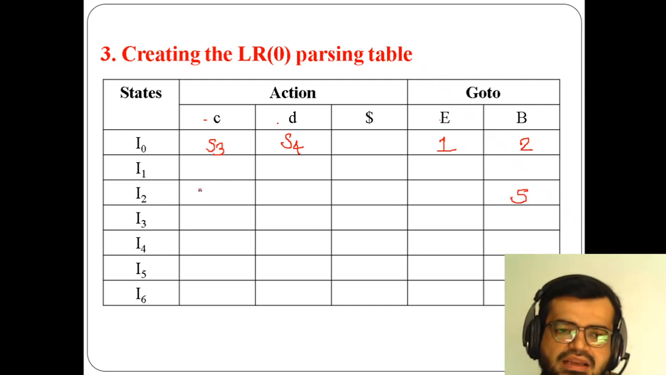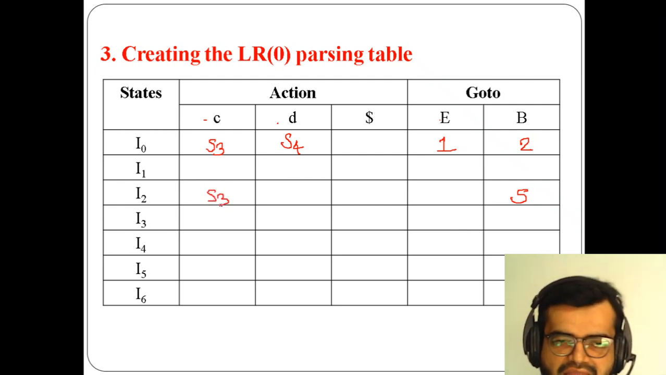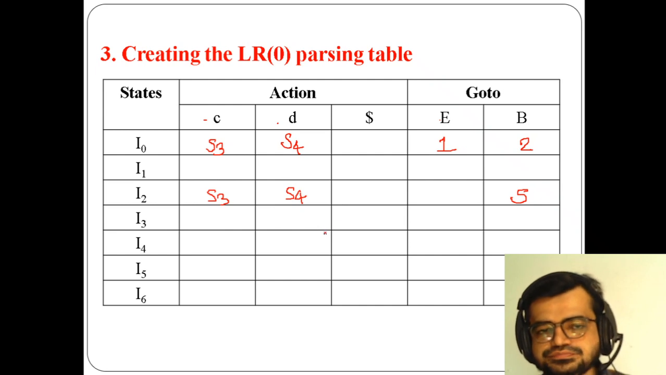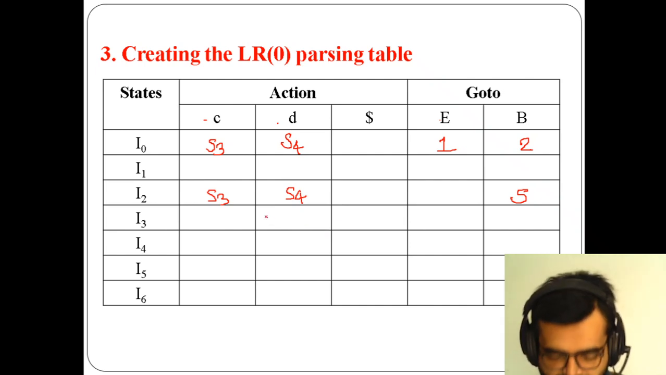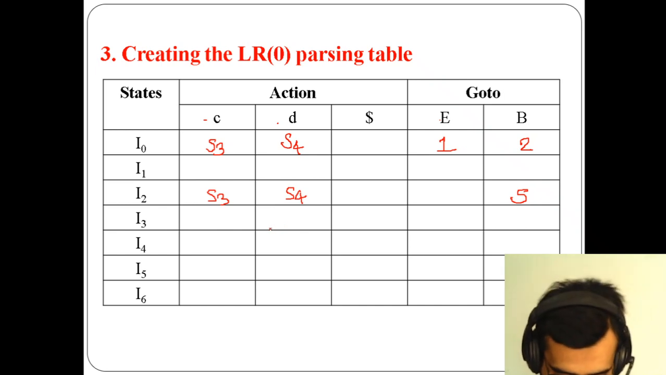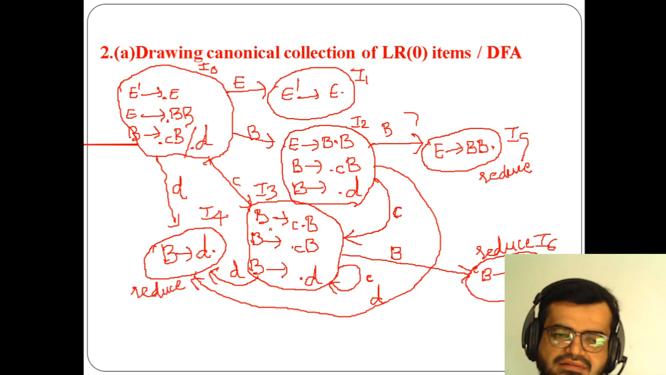And it is going to the third state with the help of terminal C, so I am writing S3. And it is going to the fourth state with the help of terminal D, so I am writing S4 here. Okay, so in this way it is performing. Now what is the next state? The next state is I3.